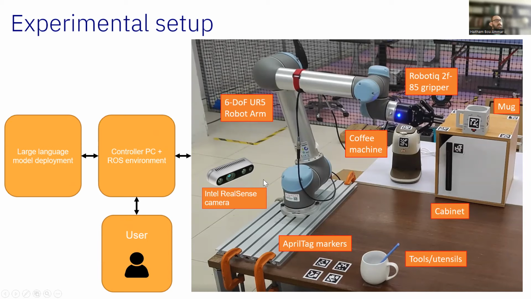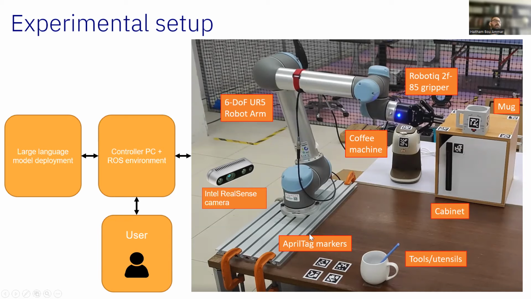For now, we just focused on a robotic arm setup. So we had the UR5 arm, which is a 6 degree of freedom robot arm. It has an Intel RealSense camera. And then we had a coffee machine, we had a 2F85 gripper, we had a mug, we had a cabinet, we had some tools.